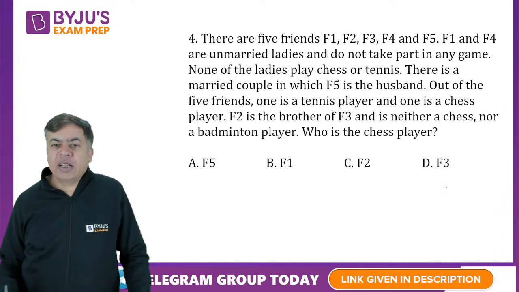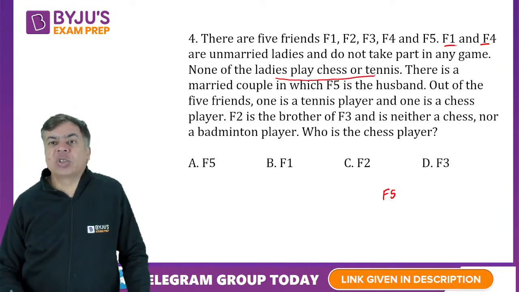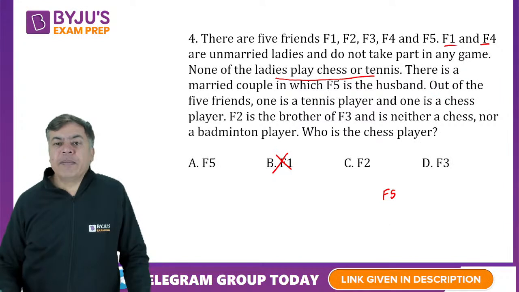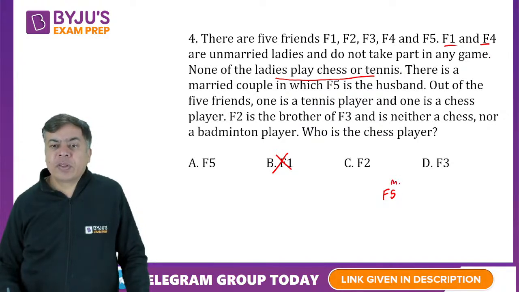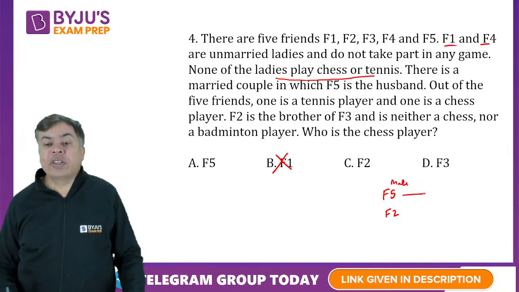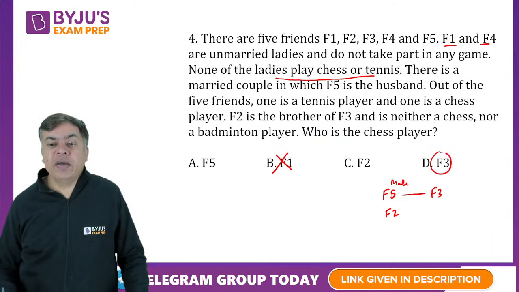See, F1 and F4 are unmarried ladies. None of the ladies plays chess or tennis, so F1 cannot be the answer. There is a married couple where F5 is the husband, so F5 is male. Out of the 5 friends, one is the tennis player, one is the chess player. F2 is the brother of F3, so F2 also is male. F1 and F4 are female but unmarried. So F3 must be the wife, so F3 must be female.